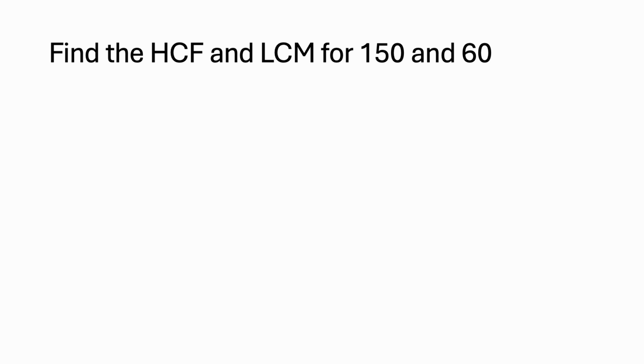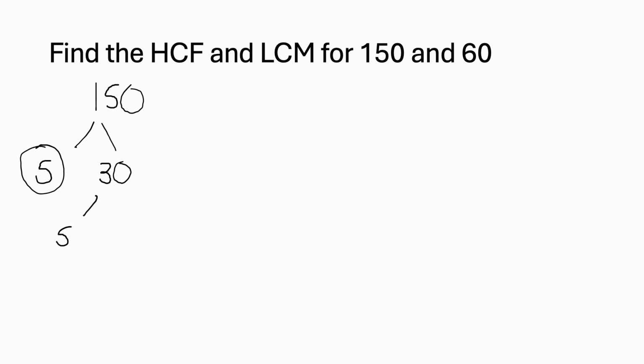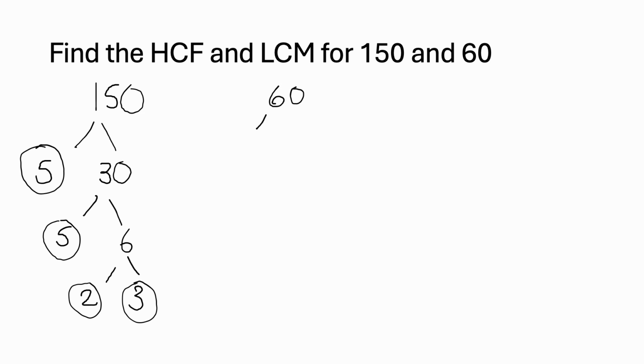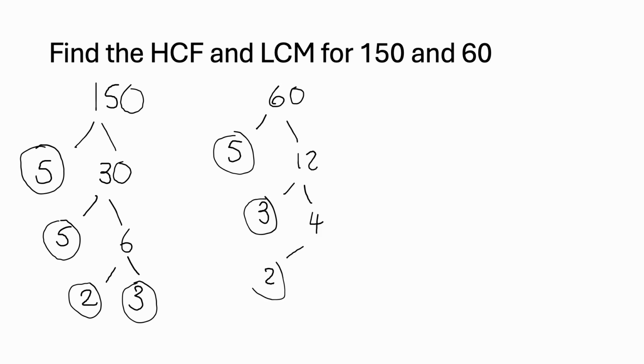Same thing for this one here. So find the highest common factor and lowest common multiple of 150 and 60. So 150, we split that one down. It's divisible by 5 and 30, I believe. And then we can also split that down into 5 and 6, and then split that down into 2 and 3. 60, we can also split that down into 5 and 12, 3 and 4, and then 2 and 2.